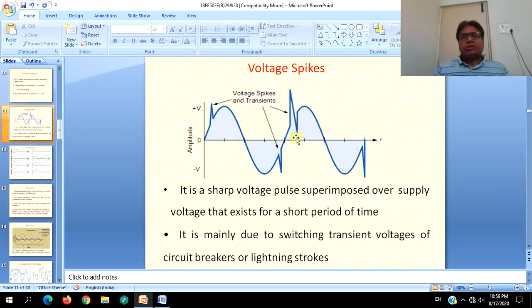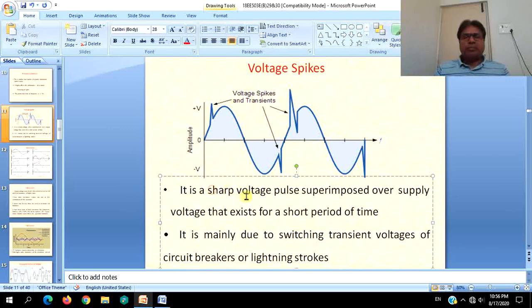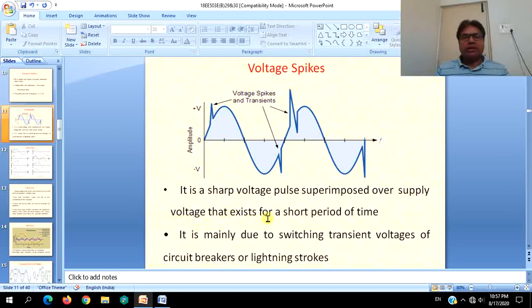Because of these things, the actual voltage waveform gets affected. It is a sharp voltage pulse superimposed over the supply voltage that exists for a short period of time. It is for a short period of time only, and these spikes should not continue for a longer duration in any supply.